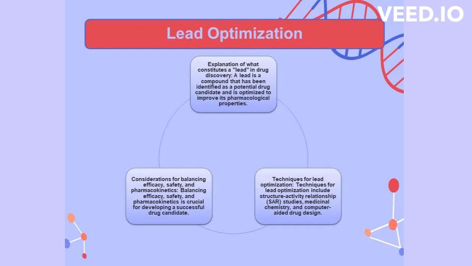A lead is a compound that has been identified as a potential drug candidate and is optimized to improve its pharmacological properties. Techniques for lead optimization include structure-activity relationship (SAR) studies, medicinal chemistry, and computer-aided drug design. Balancing efficacy, safety, and pharmacokinetics is crucial for developing a successful drug candidate.